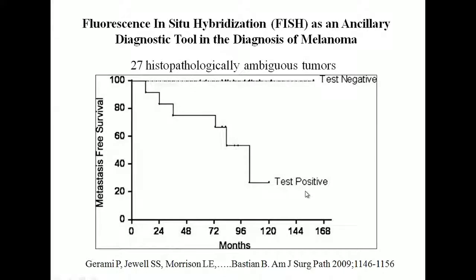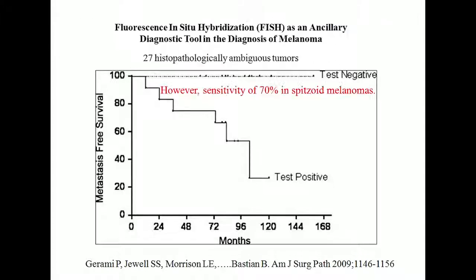And they thought that that would be good, but when they actually looked at only the spitzoid neoplasms, they saw that the sensitivity wasn't that good. So they weren't really picking up a perfect discriminator for spitzoid neoplasms as they were for other melanocytic neoplasms. And so they went back to work again.